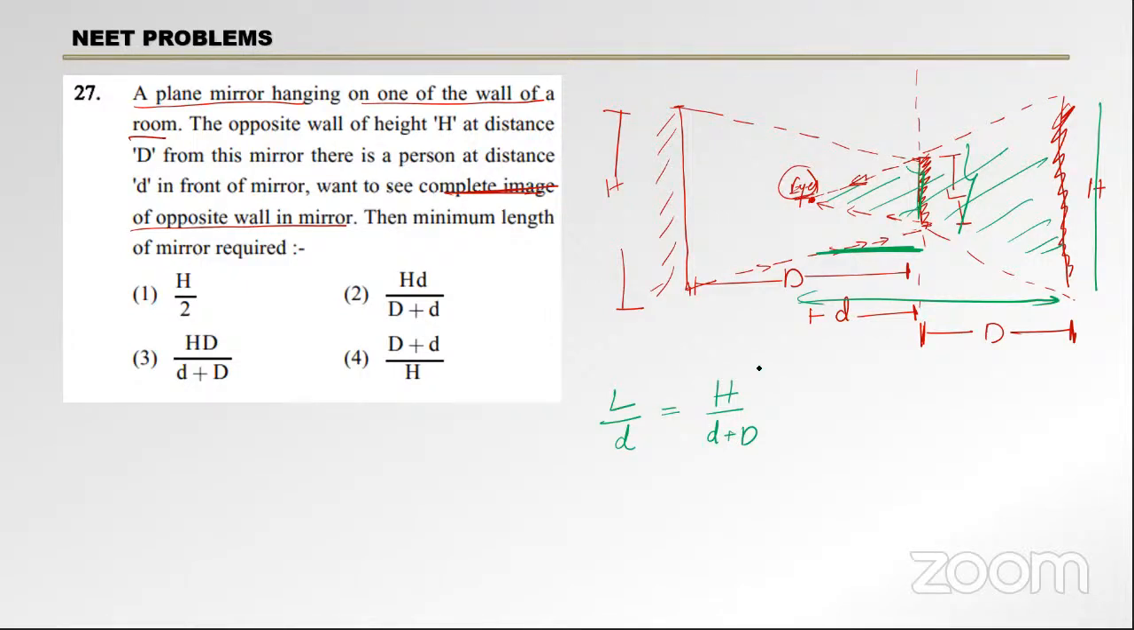Now from here we can easily find what we need to find, L, the length of the mirror. So L will be dh by capital D plus small d. Okay, so which will be the answer? Second option.